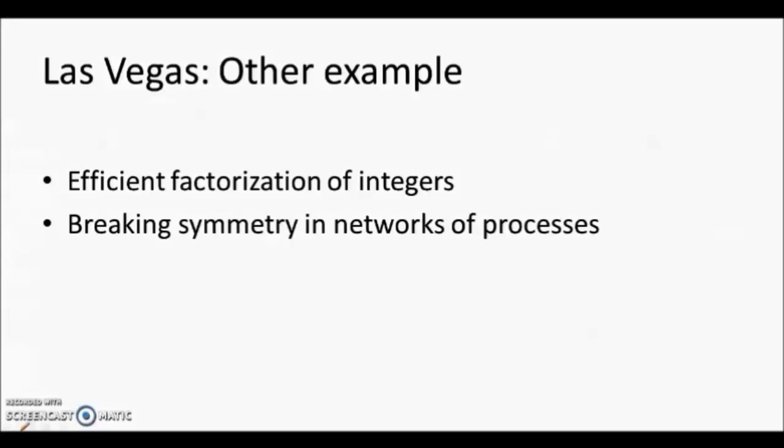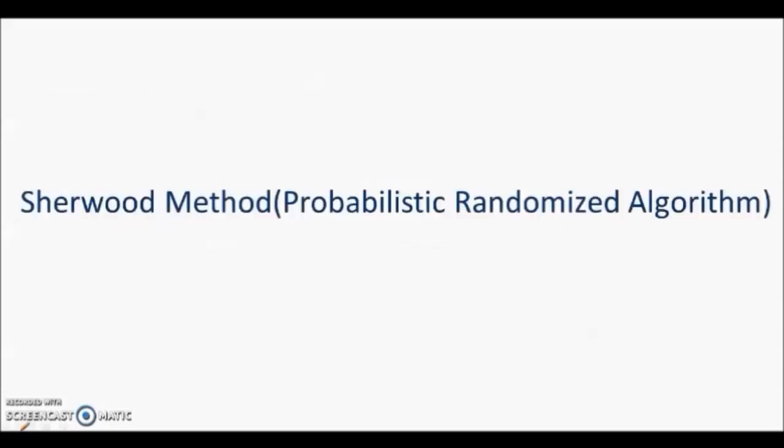The Las Vegas technique has been used to provide probabilistic algorithms for a range of applications which includes efficient factorization of integers and breaking symmetry in networks of processes. Now, let's understand the last method of probabilistic randomized algorithm, the Sherwood method.